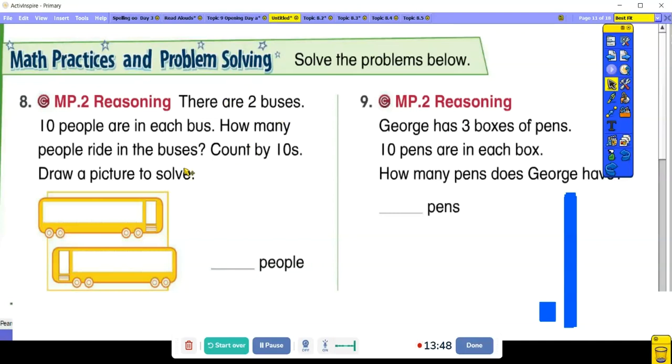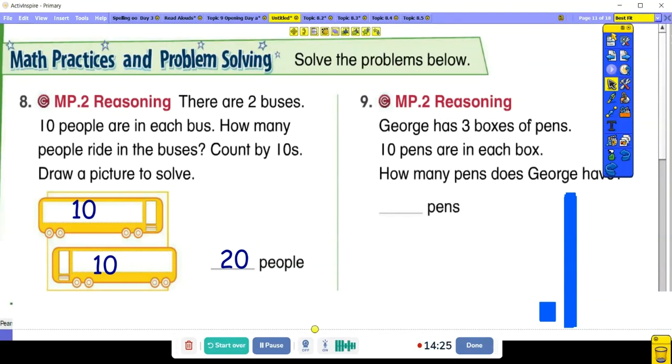So again, there are 2 buses. We see 1, 2. We need to show that there are 10 people in each bus. So again, let's just quickly put in 10 in the first bus and 10 in the second bus. Now, we need to count to see how many people ride in the buses, and we're going to count by 10s. So here we go, 10, 20. So we know 20 people ride in the buses.